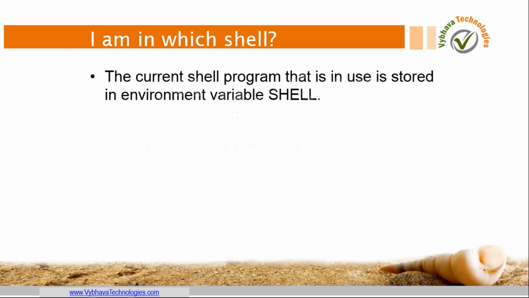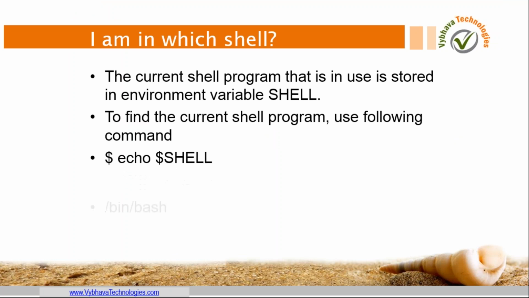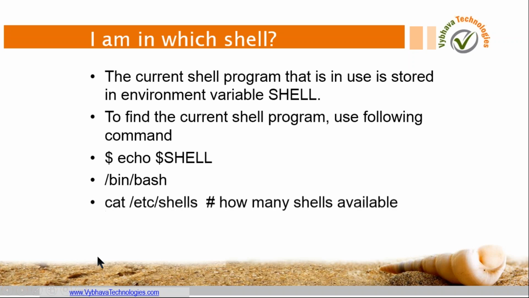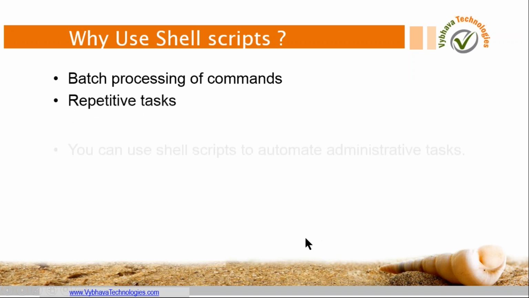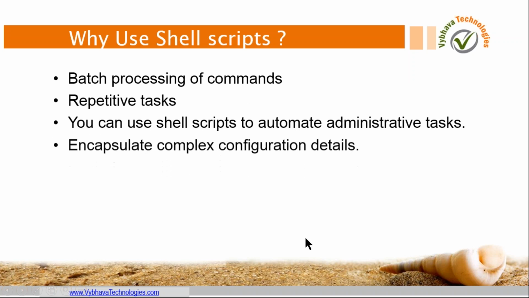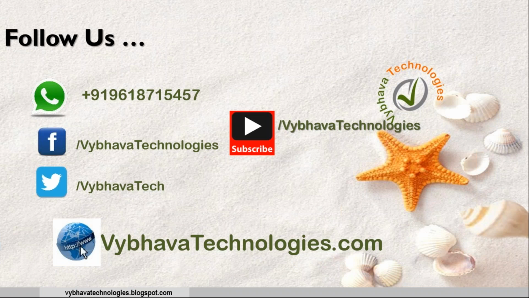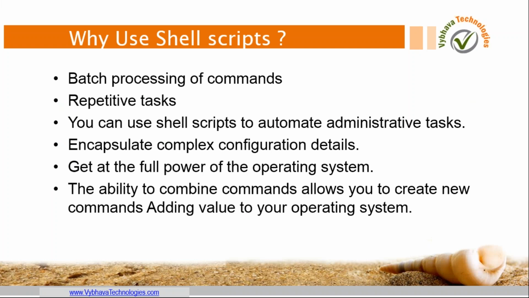Okay, so you can check which shell you are in just by using the echo command. We already checked that one in the last session itself. So why are we going to use shell? What are the main benefits? I'm just repeating this. This is the common reason why I'm going for automation of my project.